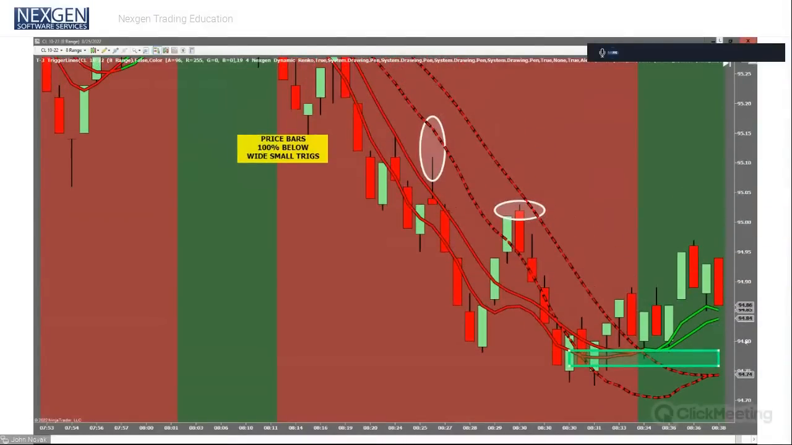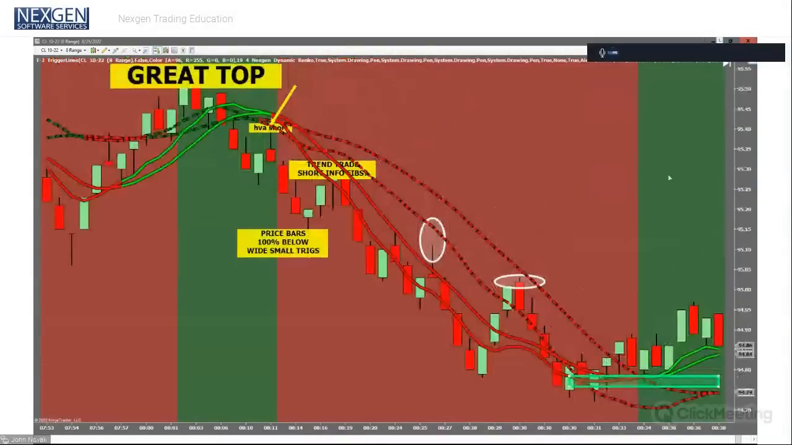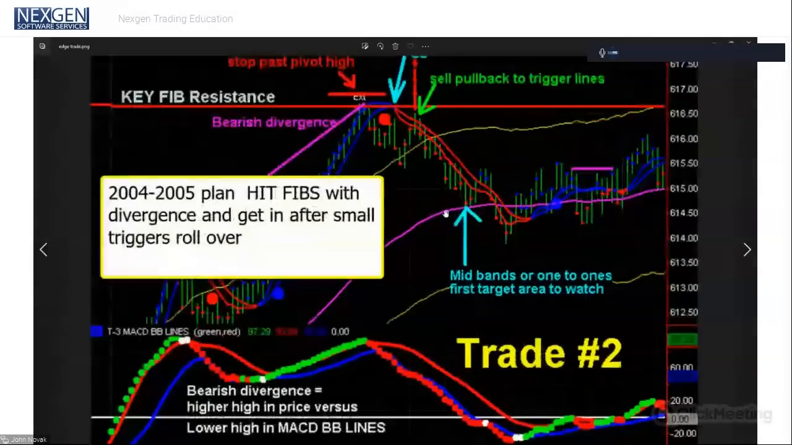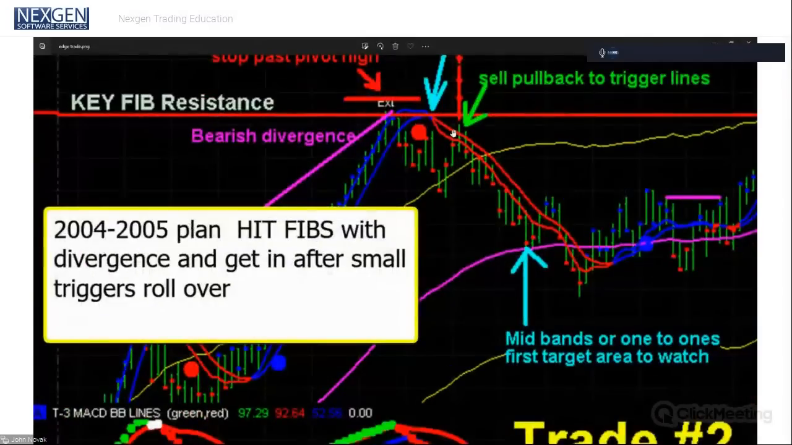All right, Jerry. Yes. So look, we had great multiple fibs up here, followed by triggers rolling over, sell a pullback to the triggers. Somebody call bullshit on me if I'm wrong here, but isn't that the exact same trade we've been preaching since 2004? Hit a fib, triggers roll, sell a pullback, make some money.